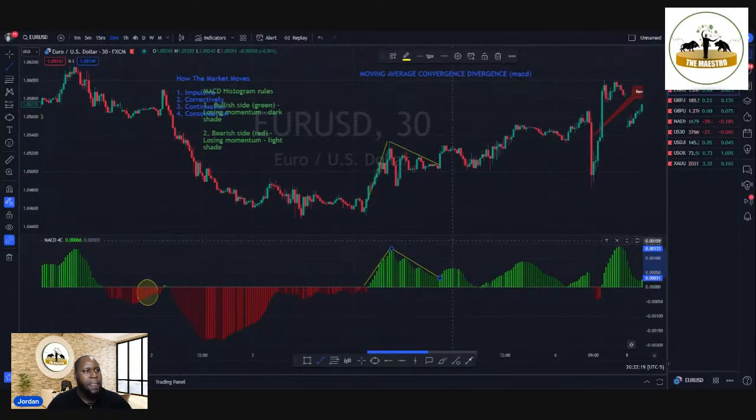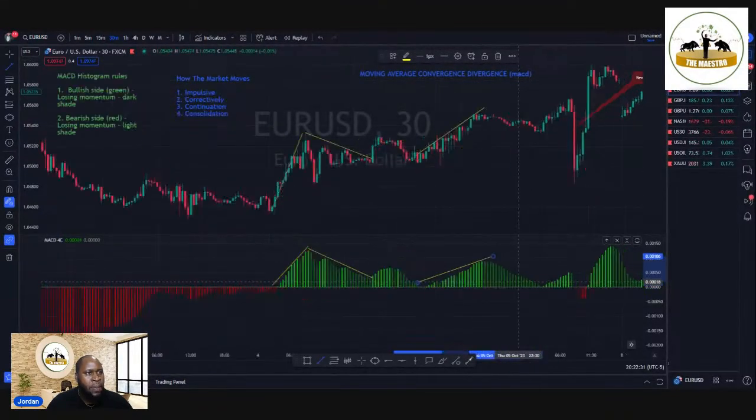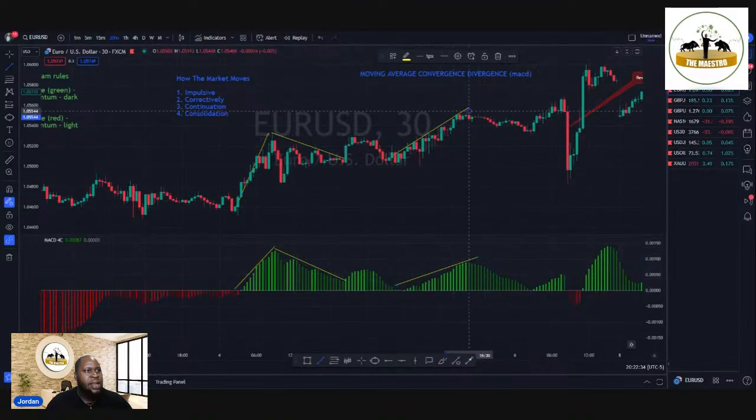Okay. Then we get a little peak here. The histogram matches it up pretty nicely. Okay, fine. But we get a continuation going upwards. Also on the histogram, we get a continuation going upwards, right? And then we get the correction here and we get the correction here. I'm going to get into what happens over here, right?